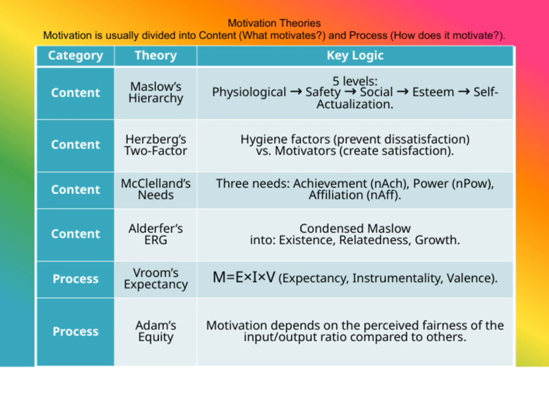Then we have McClelland's needs theory, which focuses on 3 primary needs: achievement, the desire to excel; power, the wish to influence others; and affiliation, the need for friendly relationships. Recognizing these helps us understand what motivates different individuals in the workplace.